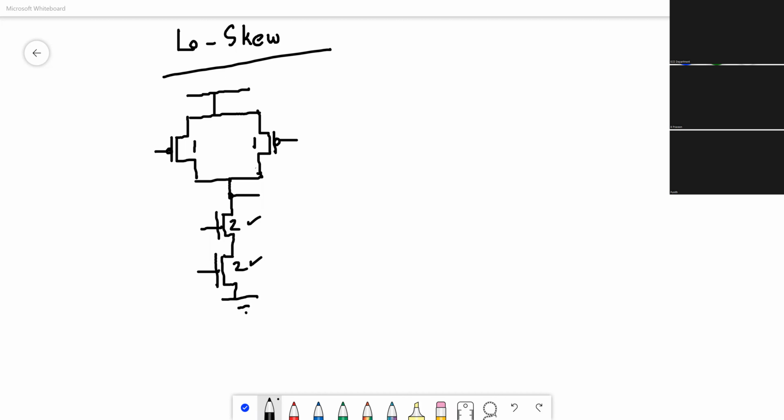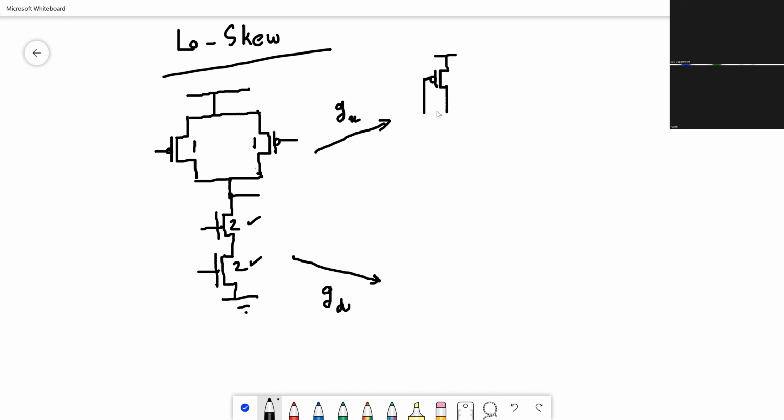Sorry. So this is the NAND gate. The first step is to calculate the sizes of the transistors based on the low skew or the high skew. Then for GU and GD, the first step is to get the equivalent inverter for that transition. That is the difference in these gates. So draw the inverter.